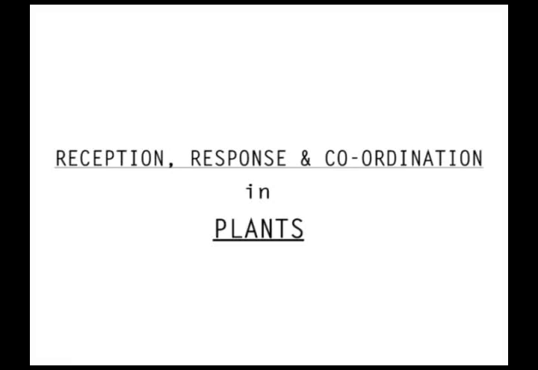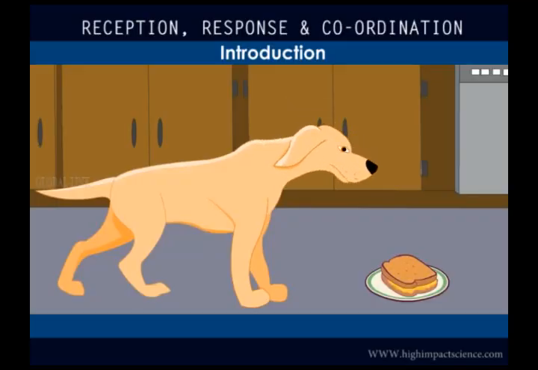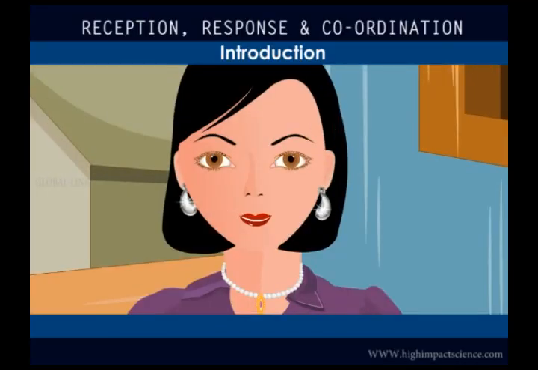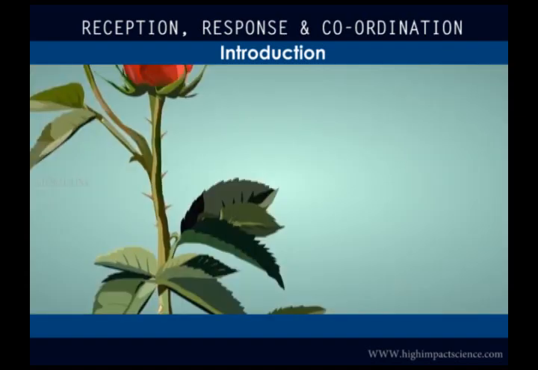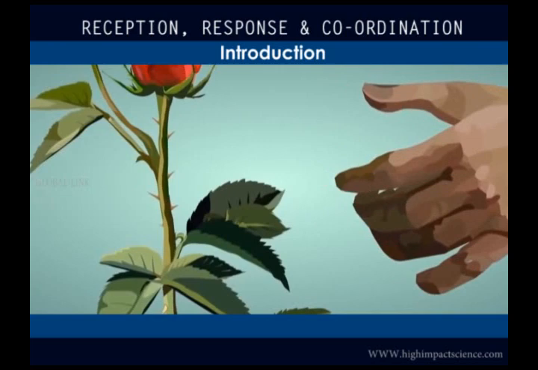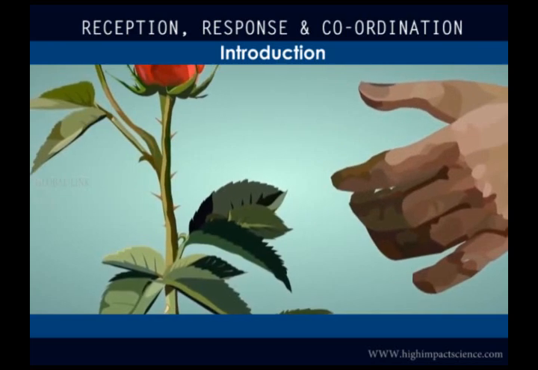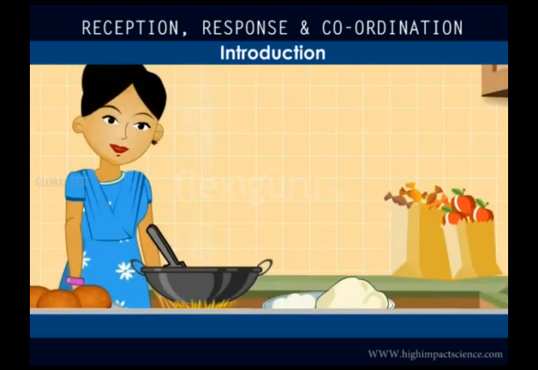Next chapter: reception, response and coordination in plants. Now, all organisms respond to external stimuli. When a strong and bright light falls on our eyes, we close them. When a thorn pricks our finger, we immediately retract our hand. When we accidentally touch a hot object, we immediately withdraw our hand.